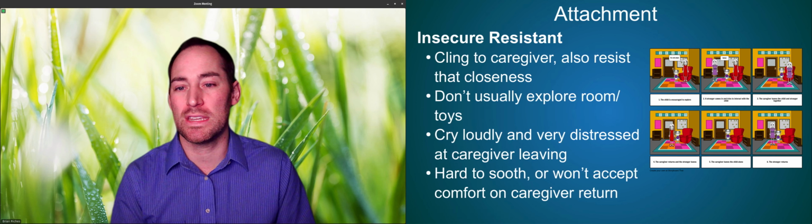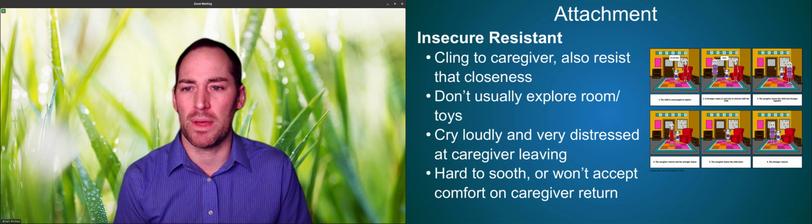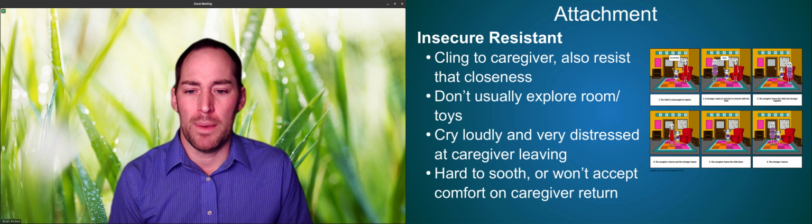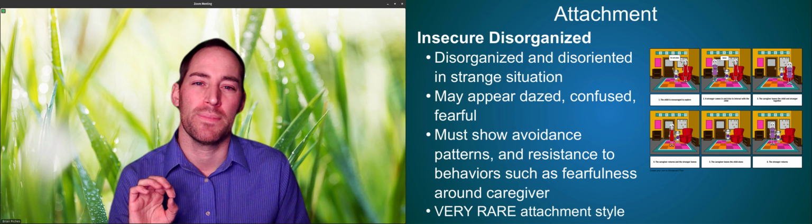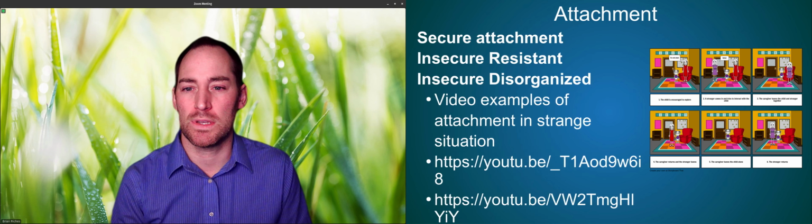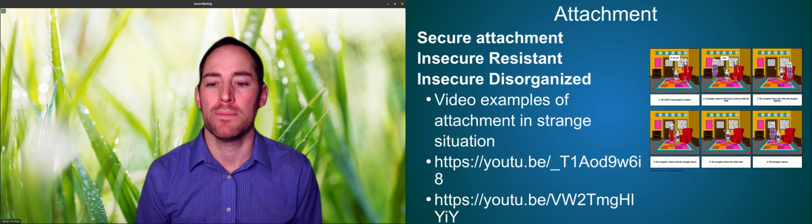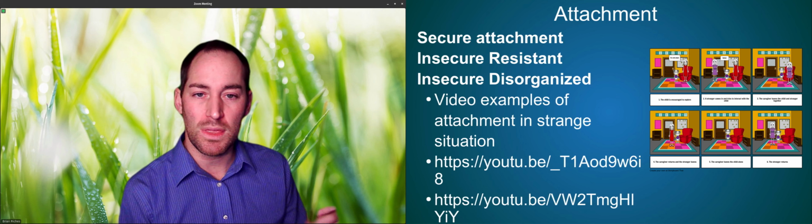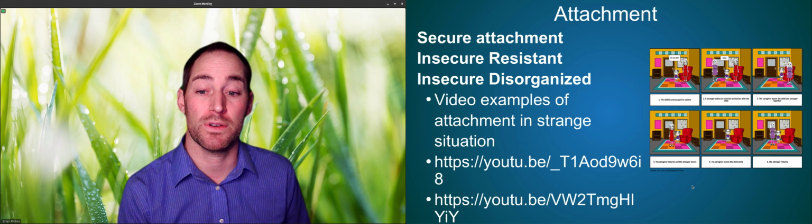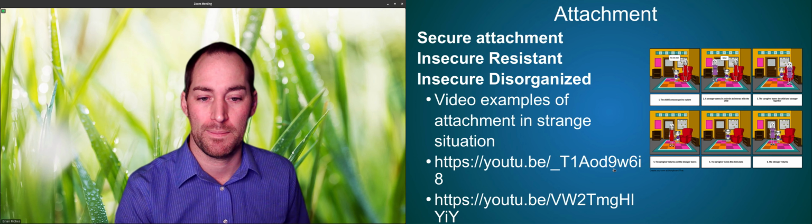So insecure resistant, this isn't a developmental class, so we will actually skip that one. And then there's also insecure disorganized, but they're all categories of insecure. So let's look at these two different examples. See which one of these is secure, which one is insecure. So put it down in your notes as we watch the first one and then as we watch the second one.